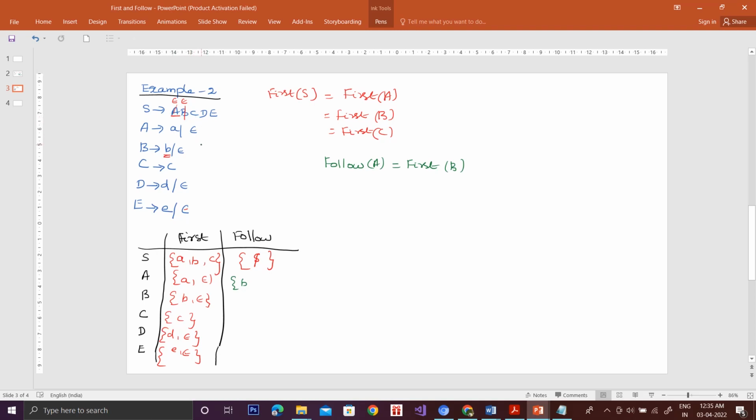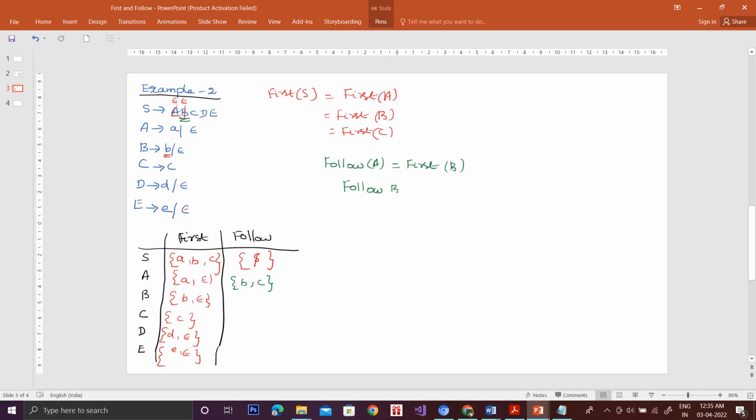Follow of A becomes C, and C is a non-terminal, so you have to find out first of C. What is first of C? First of C is small c. So you can stop here because there is no epsilon in C. So follow of A is b comma c. Now you have to find out follow of B. When you see follow of B, C is the follow. So what is follow of C?